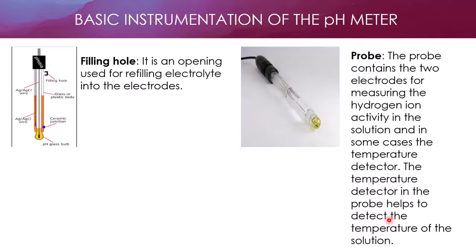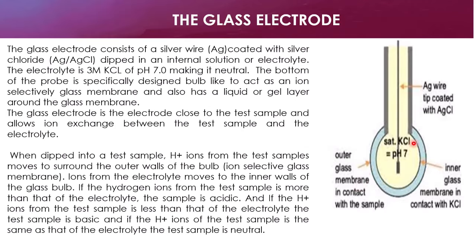So now let us look at the glass electrode. First of all, what you have to notice is that the glass electrode consists of a silver wire which is coated with silver chloride and dipped in an internal solution or electrolyte. And the electrolyte is 3 molar potassium chloride of pH 7.0, making it neutral.